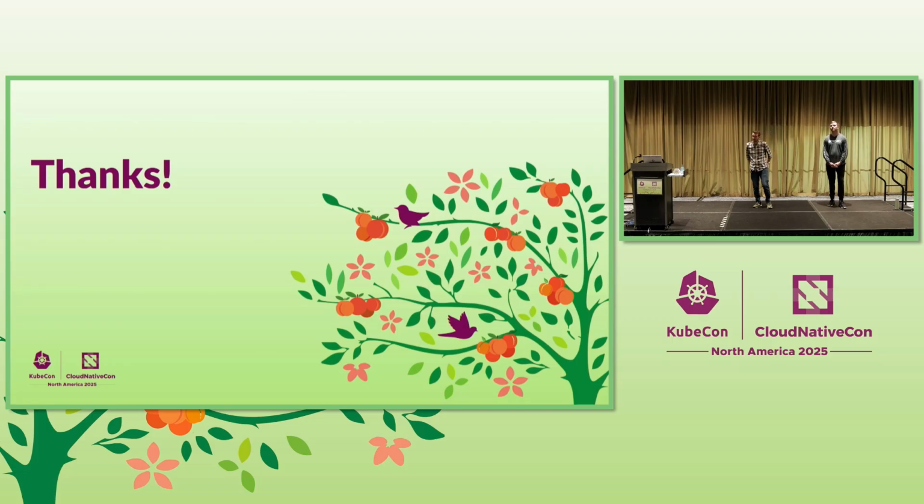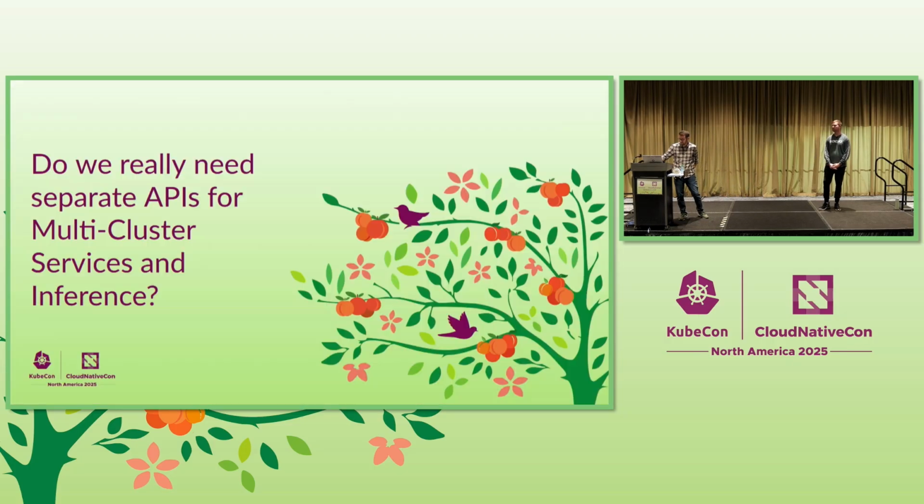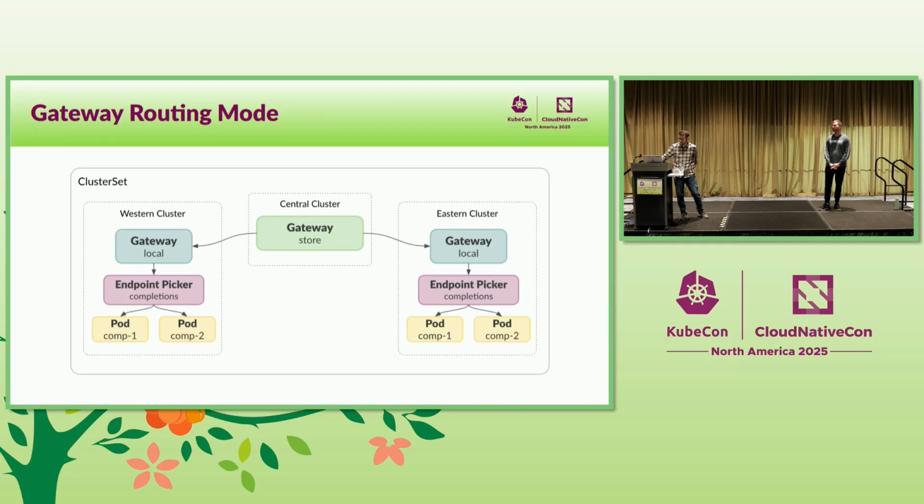So you had a diagram that showed a central cluster along with east and west. Can you talk about the latency between the central cluster, the eastern cluster, and the western cluster? Because if requests are coming to the central cluster and then being rerouted to an inference pod in, say, west, what impact does that have on the latency?